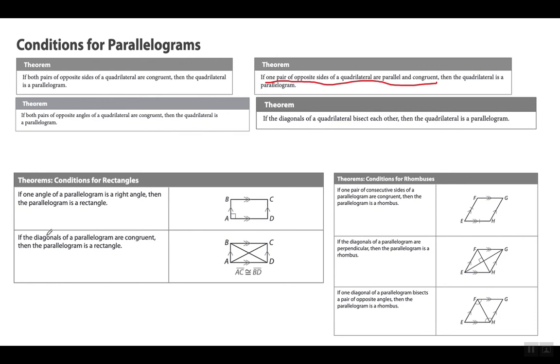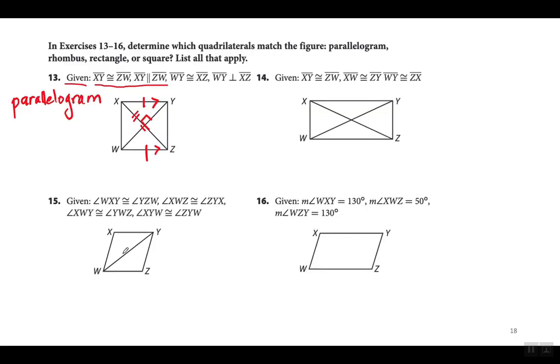How about this one? If the diagonals of a parallelogram are congruent, then the parallelogram is a rectangle. We have that. That is true. Okay, si los diagonales de un paralelogramo son congruentes, entonces es un rectángulo. Y sí tenemos eso. It says right here that WY is congruent to XZ. So yes, the diagonals are congruent. So we have a rectangle.